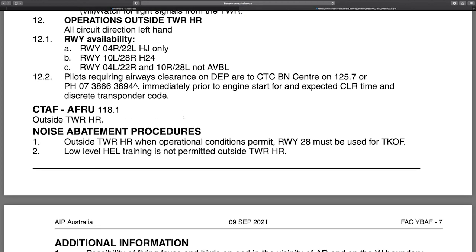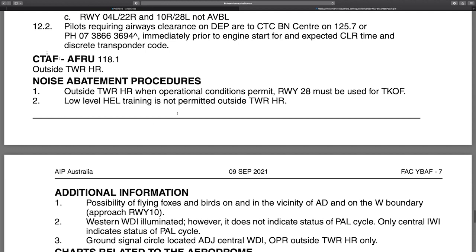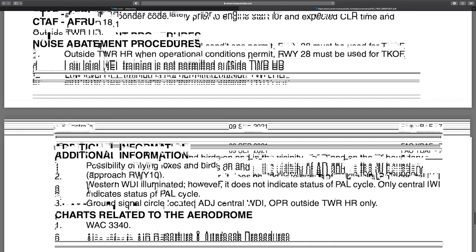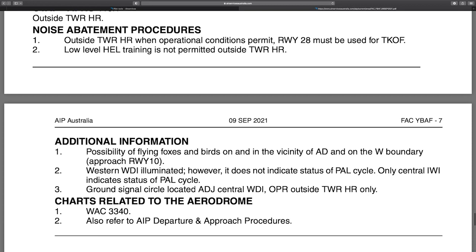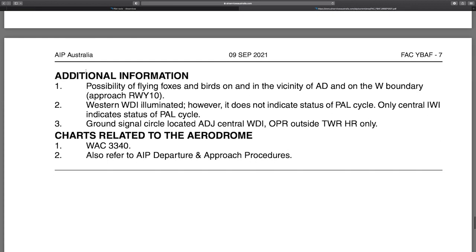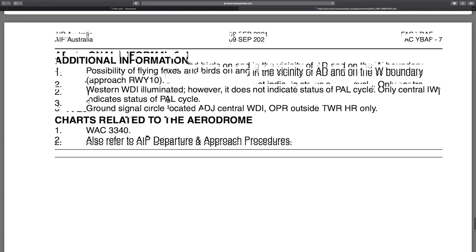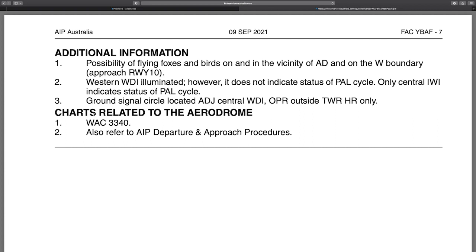So our CTAF frequency, the Aerodrome Frequency Response Unit, is 118.1 outside of tower hours. So if we need to activate the AFRU at Archerfield Aerodrome, we would be on that 118.1 frequency. There's also some noise abatement procedures there in regards to limiting noise in and out of the aerodrome, and there's some additional information at the bottom. And then finally, there's some charts related to the aerodrome.